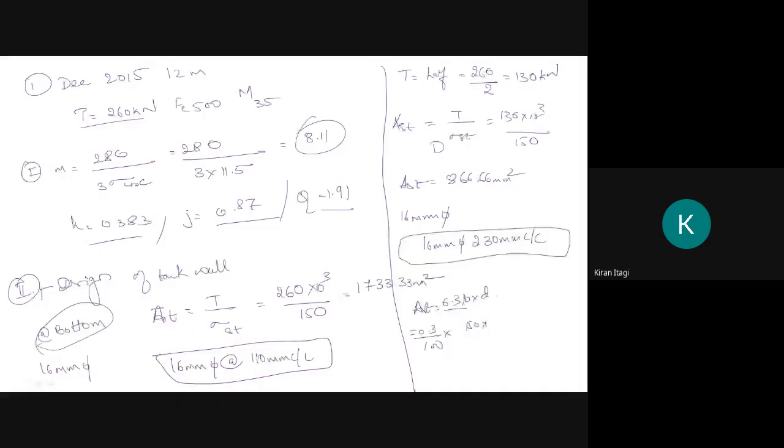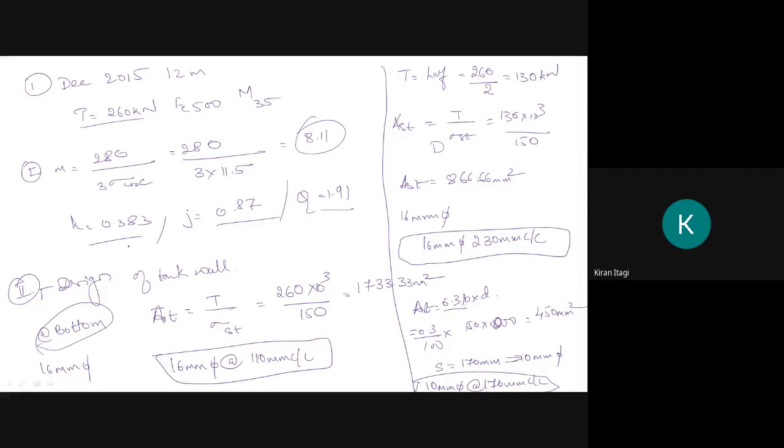It is into D, which upon 0.3%, 50 upon 1000, you will get AST as 450 mm square. Then I will get the spacing as 170 for 10 mm dia. Therefore, provide 10 mm at 170 mm center to center.